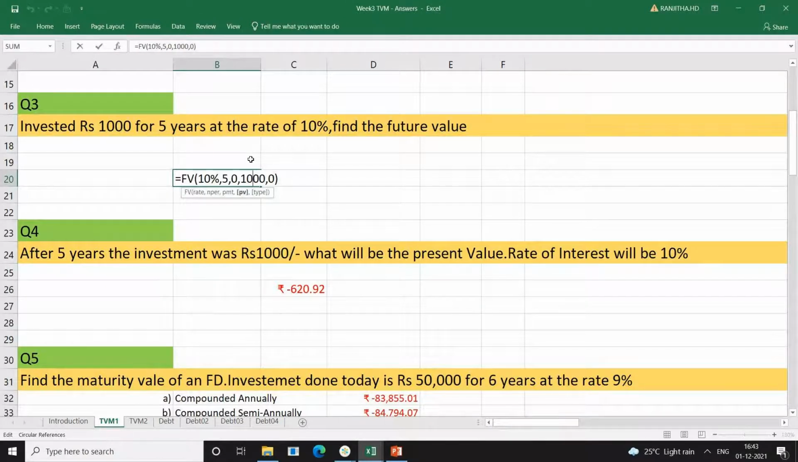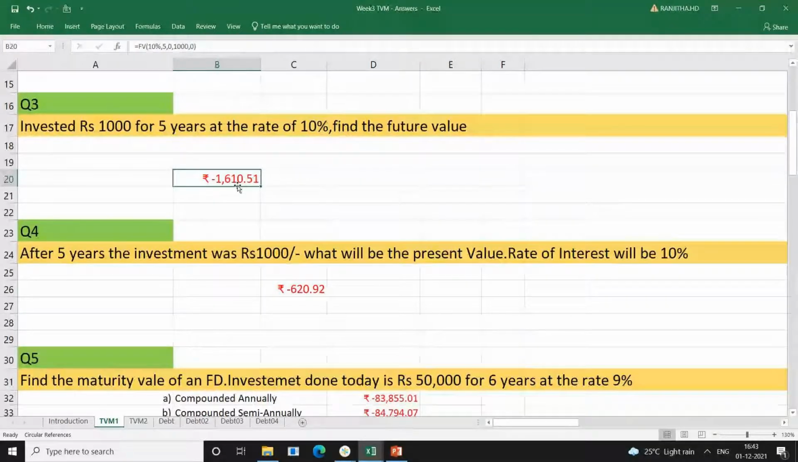Sir, what is the difference between minus and negative and positive? See, when cash is flowing in, meaning the amount is coming to you, it is positive. If the cash is going out, that would be negative. When you are investing today, that would be a minus, every day, month or year for you.